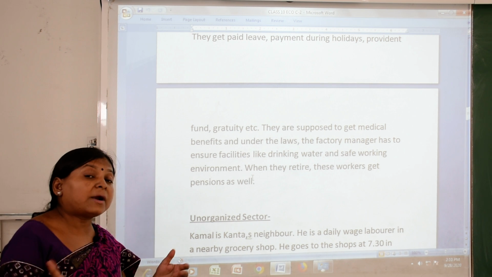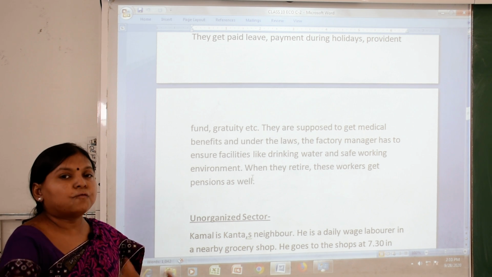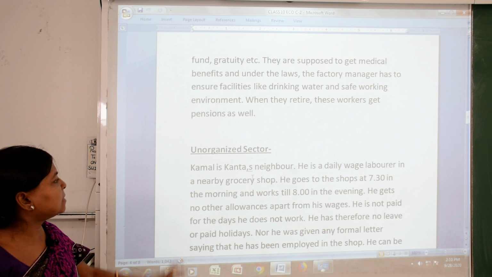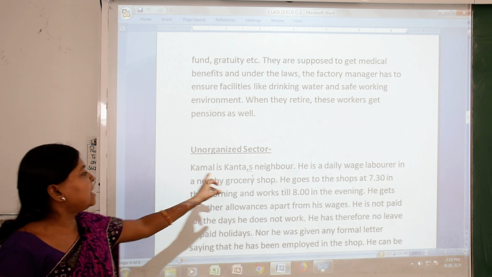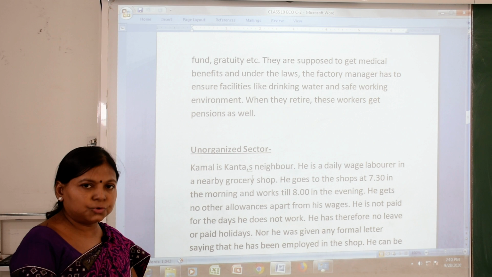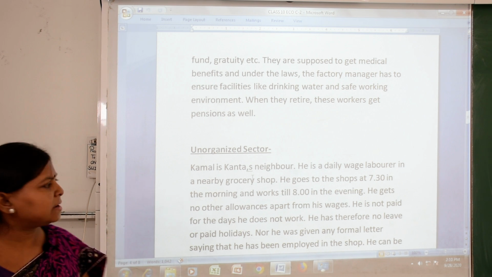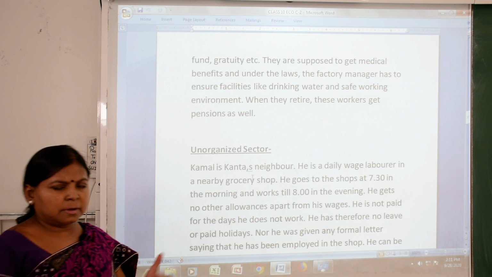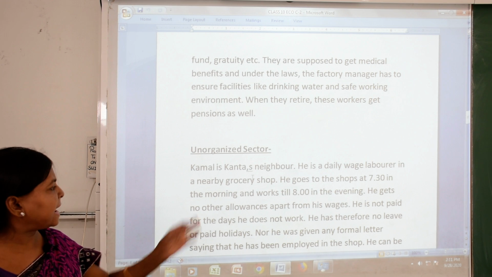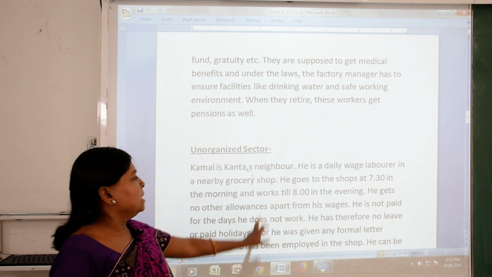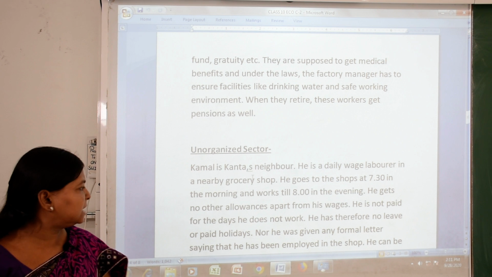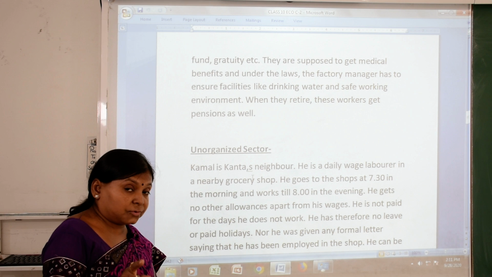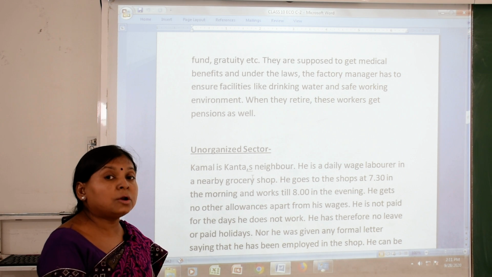But what happens in the unorganized sector? What sectors are called unorganized? Now you see, I am giving the example of Kamal. Kamal is Kanta's neighbor. Do you know? He is a daily wage laborer in a nearby grocery shop. You have seen around your houses, some people doing this type of job. He goes to the shop at 7:30 in the morning, and he works till 8 in the evening. How long a time it is?